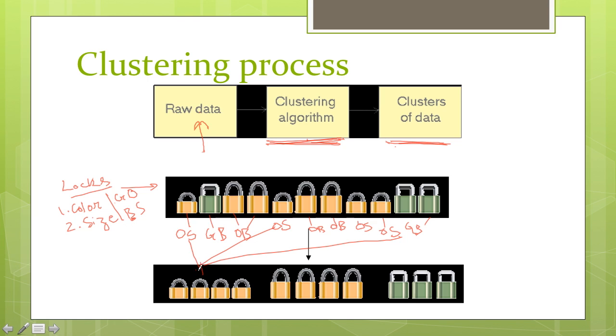All these OS put together is nothing but your cluster 1. This is your cluster 2, which is OB, orange and big size, and this is your cluster 3, which is GB, green and big size. This is a very simple example of what clustering is, and this is what we try to do with data also. In our data set, where we have demographic, transactional and behavioral information, all that we are trying to do is make logical groups together.